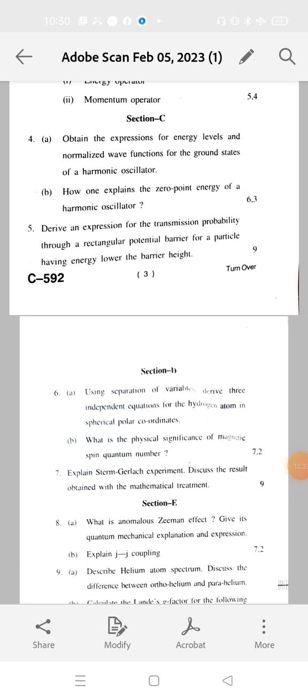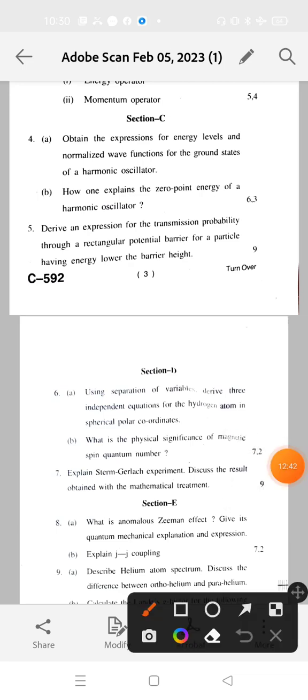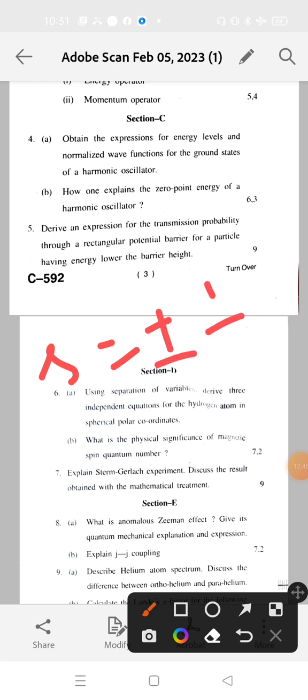This gives the quantization of angular momentum, that is, quantization of spin. This famous experiment proved that spin is quantized and S has ±1/2 values. Two values are there.